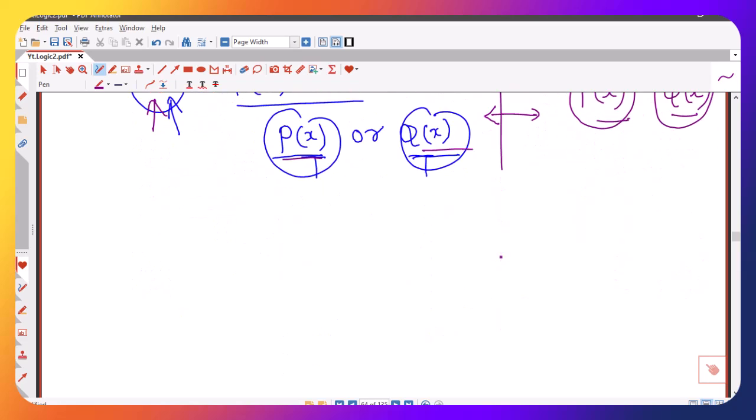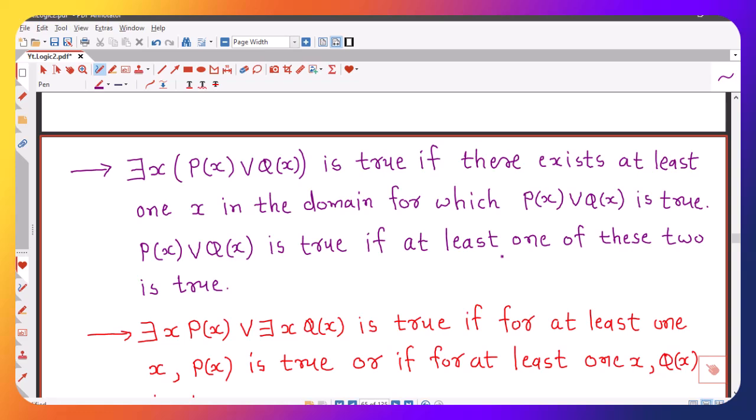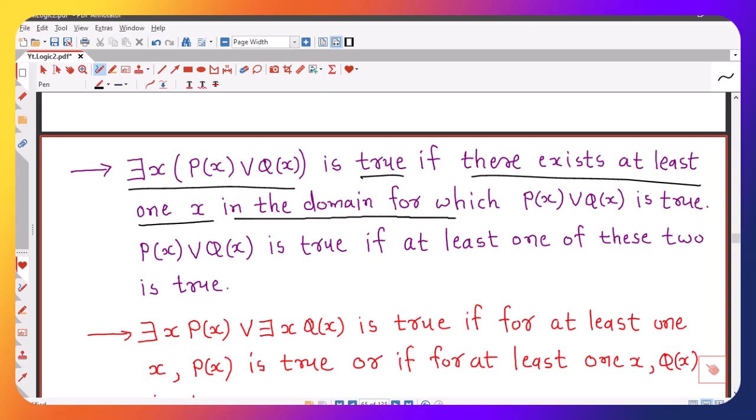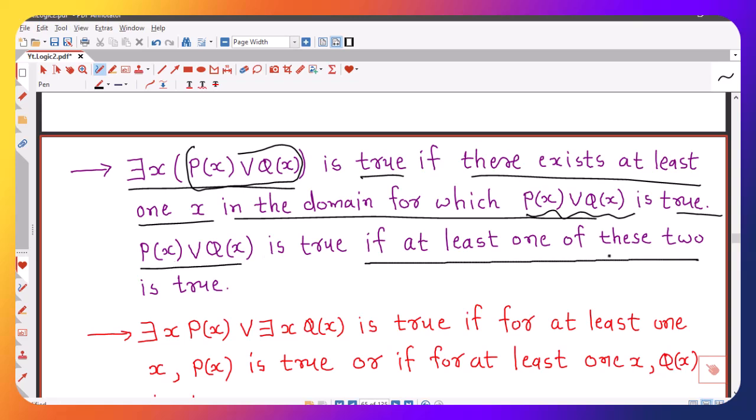So you have to write systematically. I have written here. First, for this, there exists x px or qx. This is true if there exists at least one x in the domain for which px or qx is true, and px or qx is true if at least one of these two is true. Therefore this is true if at least one of px and qx is true.